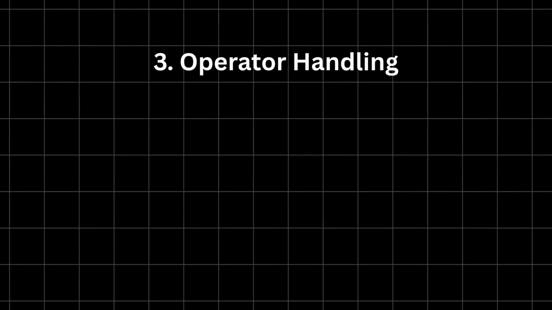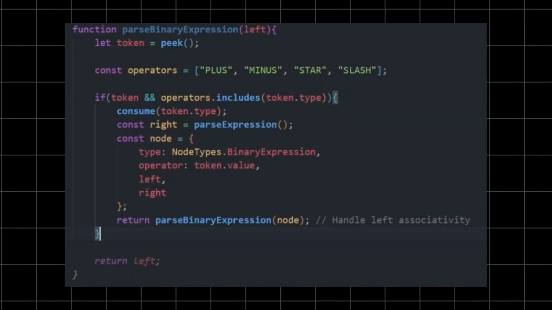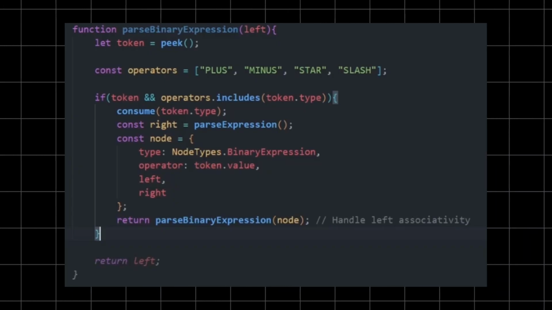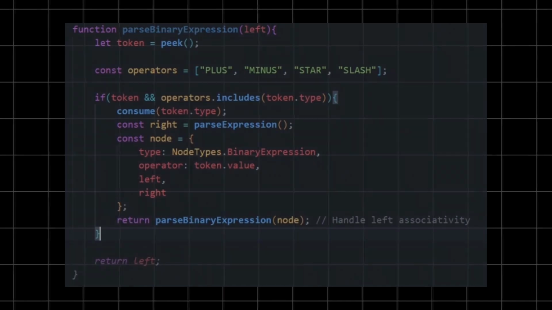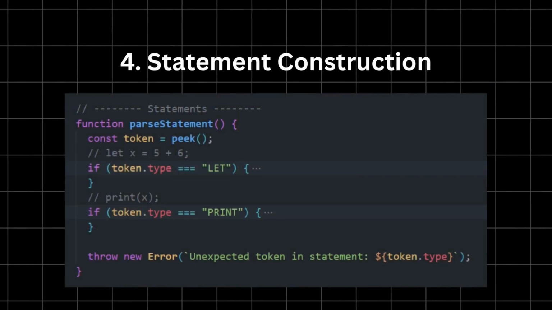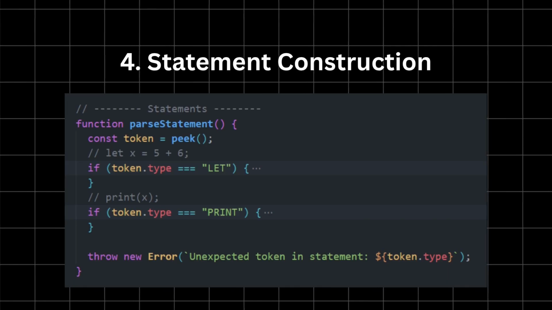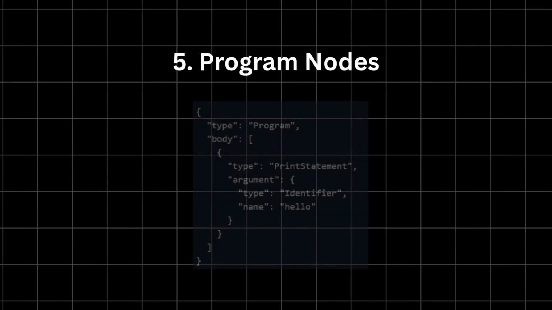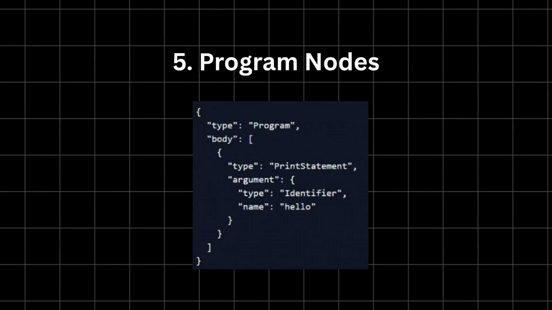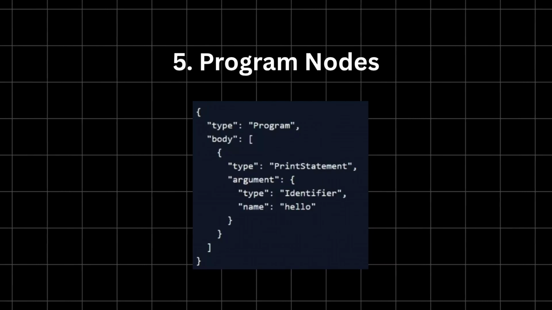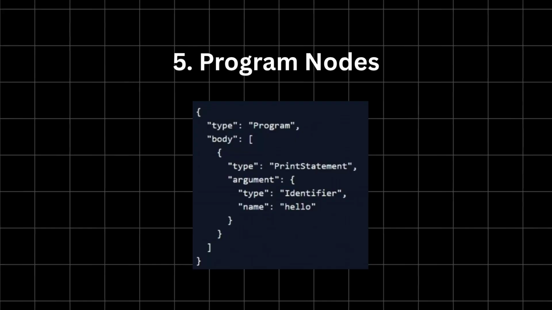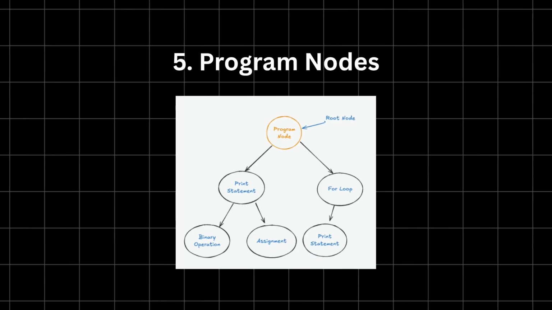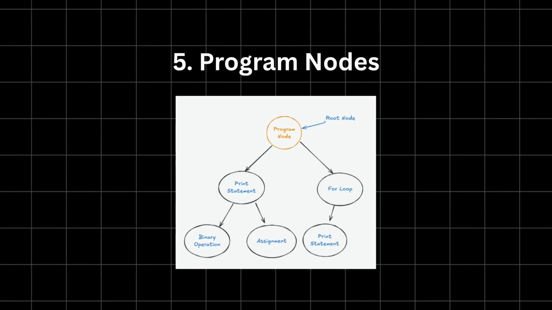We will have to define how the operators will work, and at a higher level we will create operator precedence and associativity. Then statement construction, statements like let x equals 5 or print something. This will be in the statement. And finally, fifth, the program node. All the parsed statements are grouped under a single top level node named program. Consider it as the root of the tree. And whenever we need to execute the program, we will just call this program node, and this will traverse the whole tree and create the logic of our program and implement that.